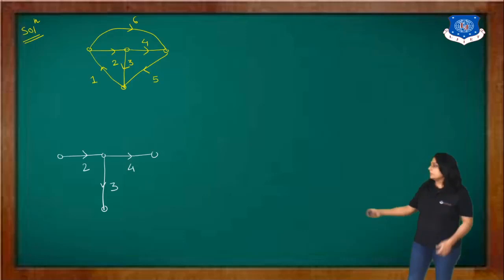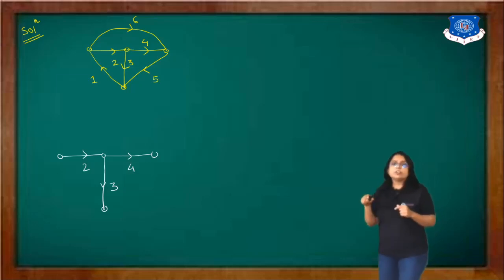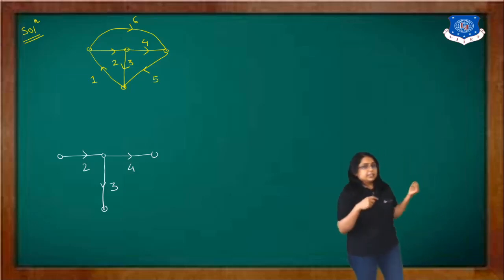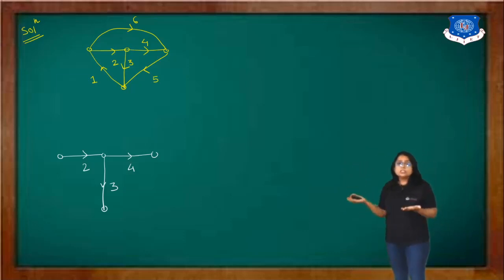So, see, this is a tree. That tree is formed by branch number 2, 3 and 4. See, at least you have one path to reach each and every node. Okay, and as you see, there is no closed loop. Now, this is not the only combination.